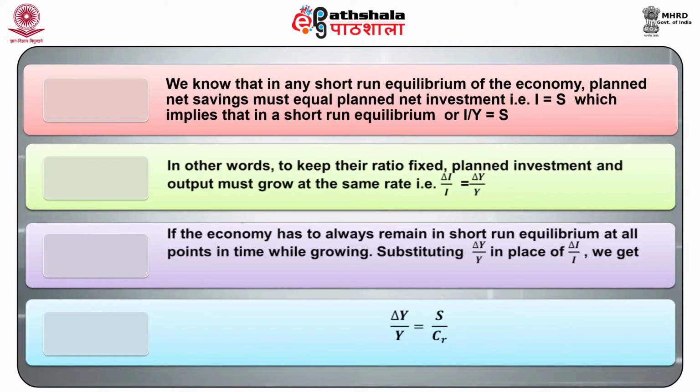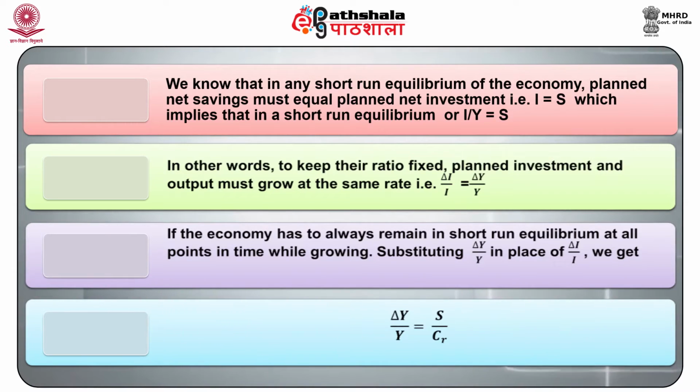If we combine equation 1 and equation 2 by eliminating delta Y, then we get that the rate of growth of planned investment is delta I upon I is equal to S upon CR. We know that in any short-run equilibrium of the economy, planned net savings must equal planned net investment, that is I is equal to S, which implies that in a short-run equilibrium, I is equal to S into Y or I upon Y is equal to S.